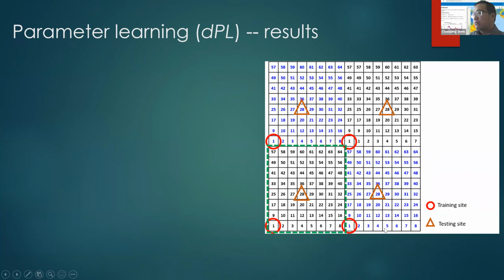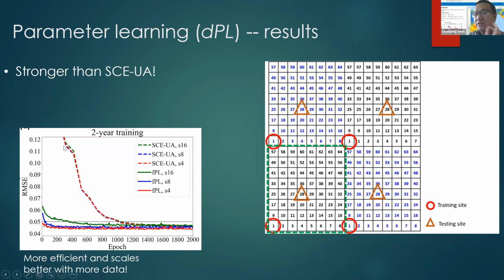Just to show you the tests that we've done, we think of one patch as a grid. Out of every 8x8 patch, we take one grid cell as our training grid cell. On this, we train with the loss functions defined here, and we test on these cells for a different time period. But we also test on a neighboring grid cell.